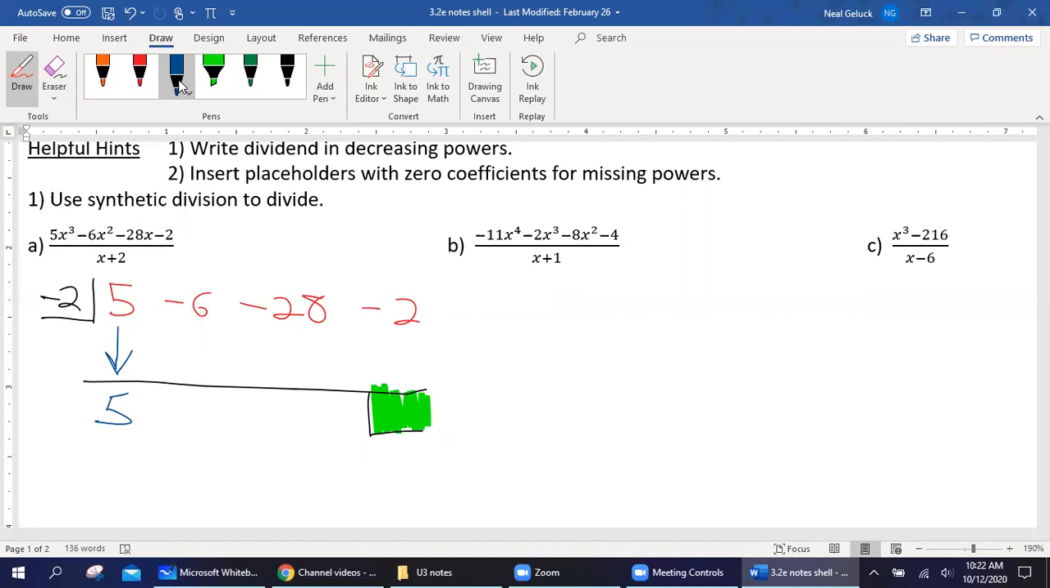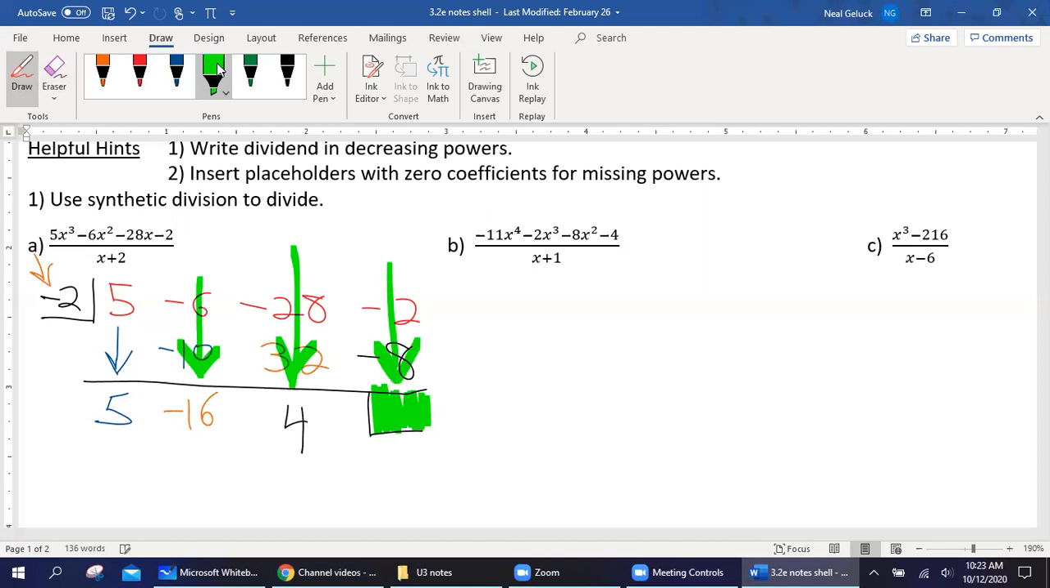So -2 times 5 is -10. That's going to go here. Now I'm going to add these two together. -6 and -10 is -16. Repeat the process. Multiply the -2 times the -16. That's 32. Add these two together. That's going to give me 4. Repeat the process. -2 times 4, -8. Add these two together. That's going to give me -10.